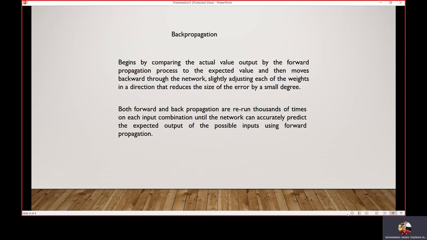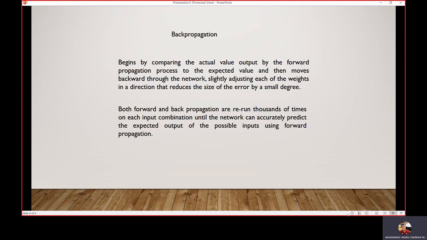And then the next slide is about back propagation. Back propagation begins by comparing the actual value output by the forward propagation process to the expected value, and then moves backward through the network, slightly adjusting each of the weights in a direction that will reduce the size of the error by a small degree.